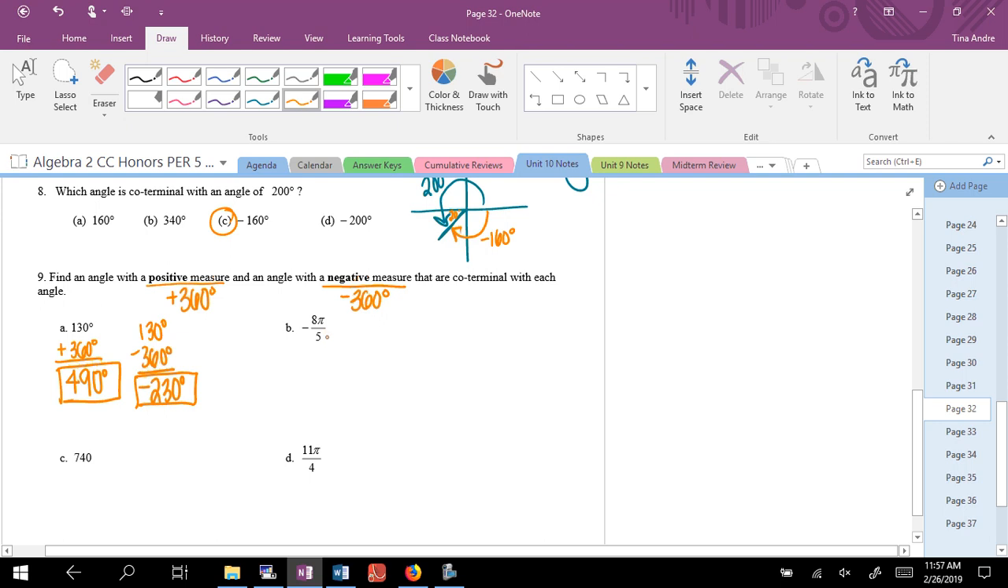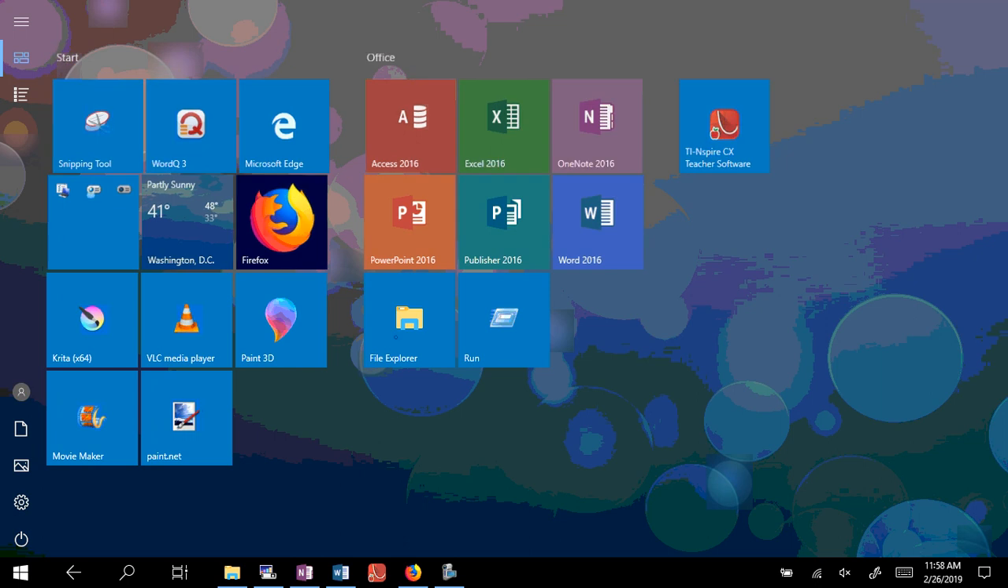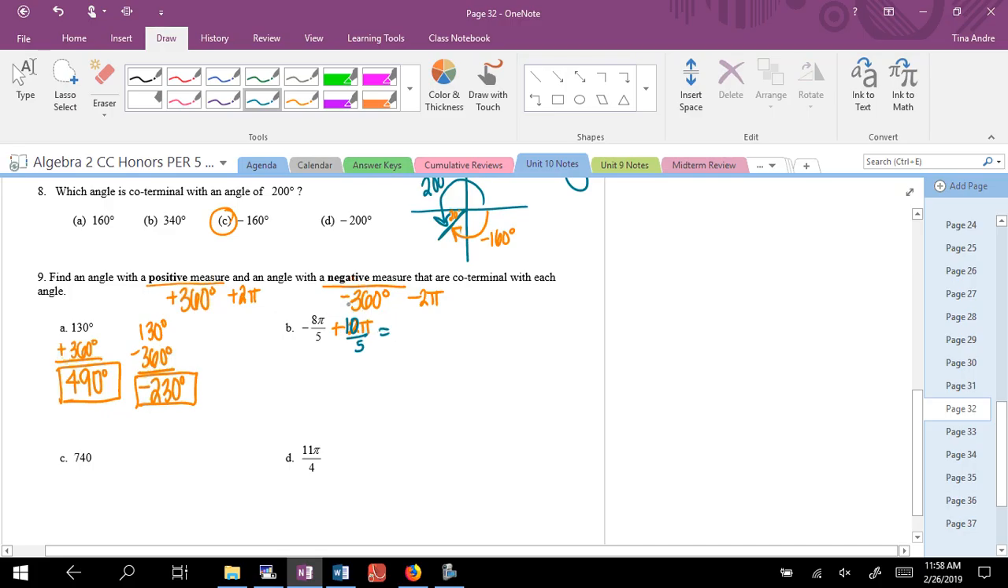If I'm looking at part B, well, now we're thinking about this in terms of fractions and radians. So think about adding or subtracting 2 pi. So I'm going to add and subtract 2 pi, but instead of saying 2 pi, let's make it so it has a common denominator. We need to make it a 5 on the bottom, so we had to times it by 5 because it was a 1 already, so this is going to be 10 pi. So then this is going to end up being 2 pi over 5. So there's my positive angle.